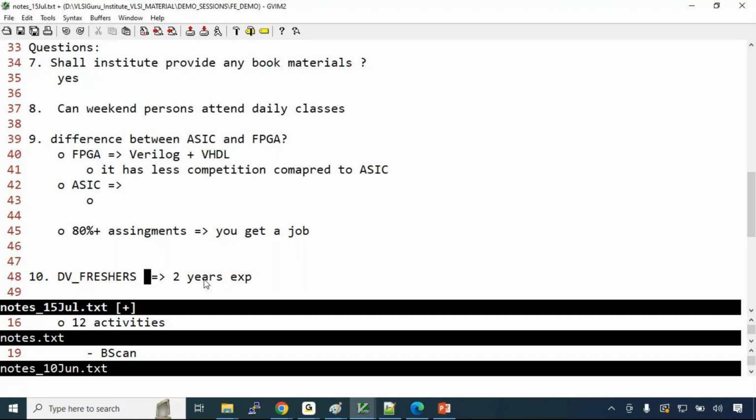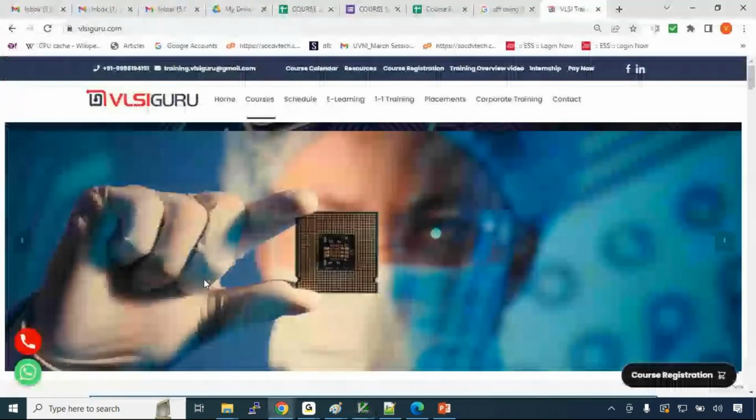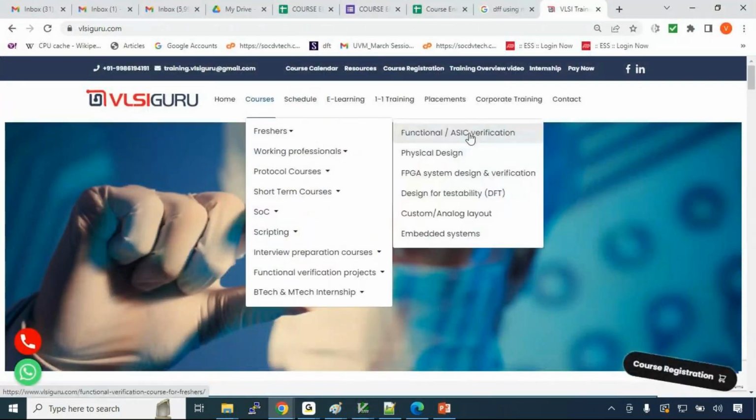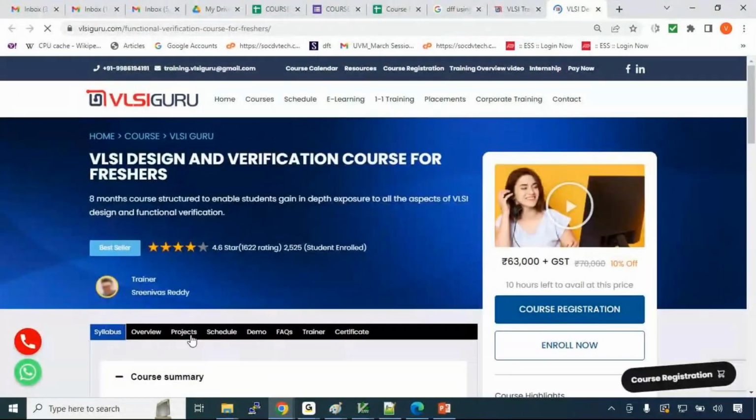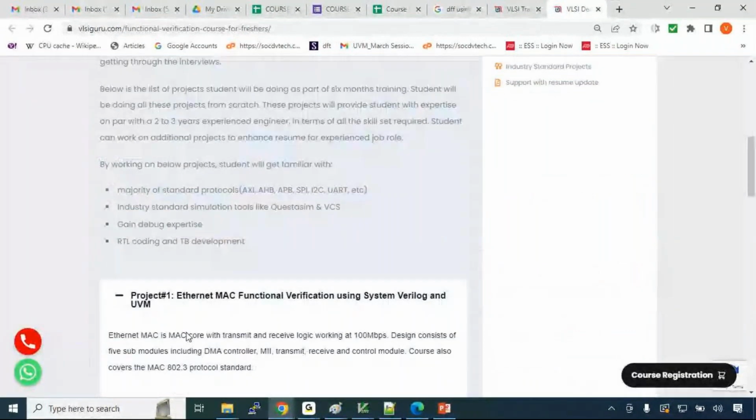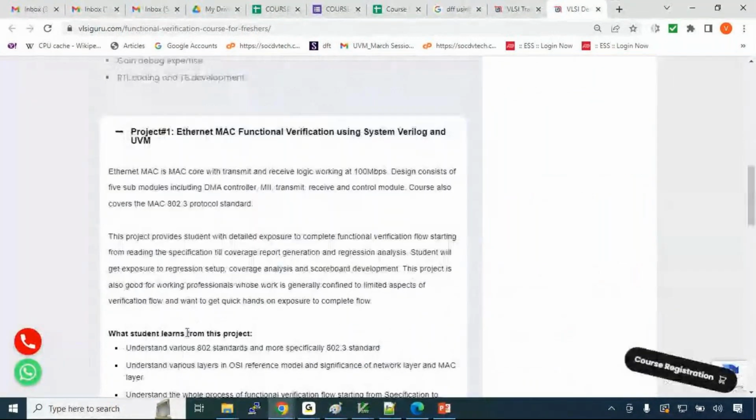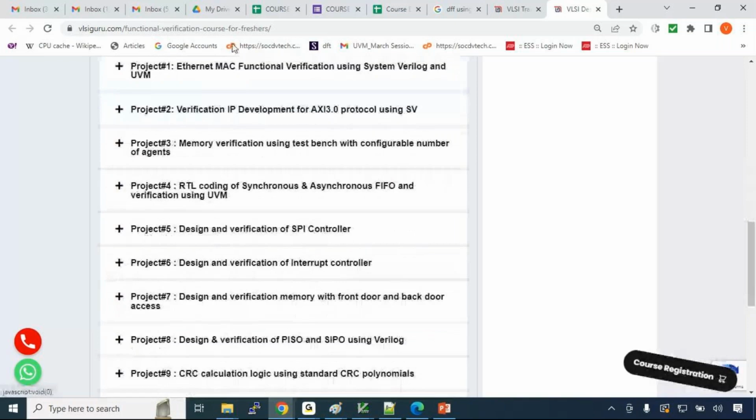So if you ask me, do you need to do UVM advanced? You don't need to do. Learn DV freshers only in a good depth. What is the point here is the projects that you do. These projects you see here, Ethernet MAC verification or verification IP development, memory verification, or these kind of projects, will give you enough exposure to work at 2 years experience level.